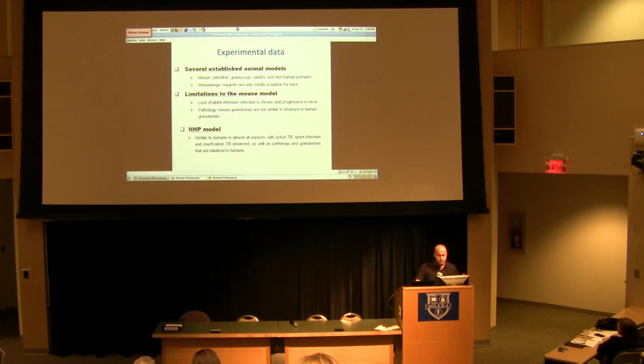The best model is the non-human primate model, but that's expensive. And given the slow-growing nature of the pathogen, those primates are in cages for years, if you really want to replicate latent infection. That's expensive, and it's hard sometimes also to decide when to sacrifice.